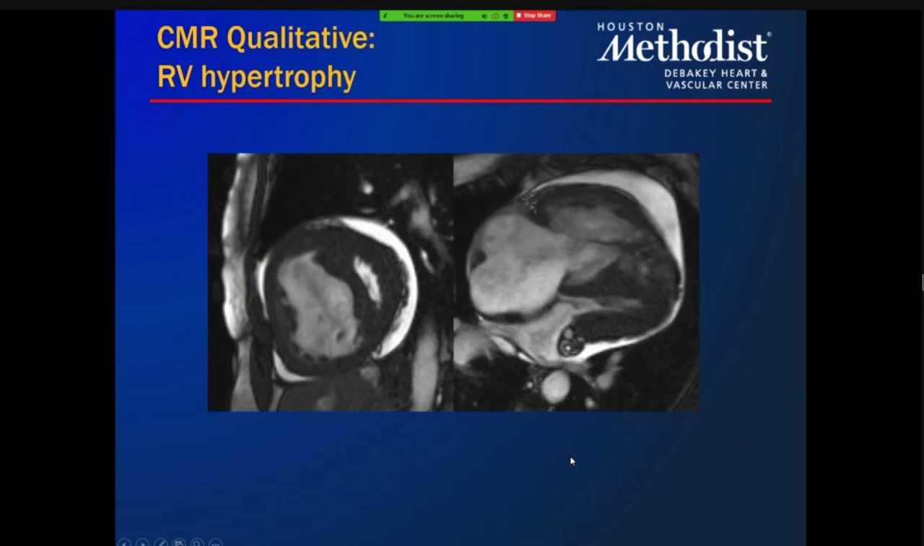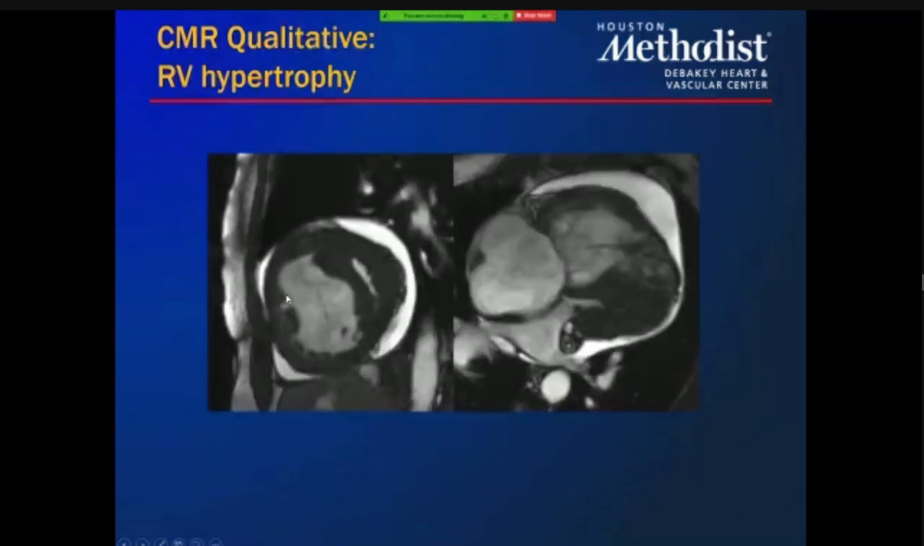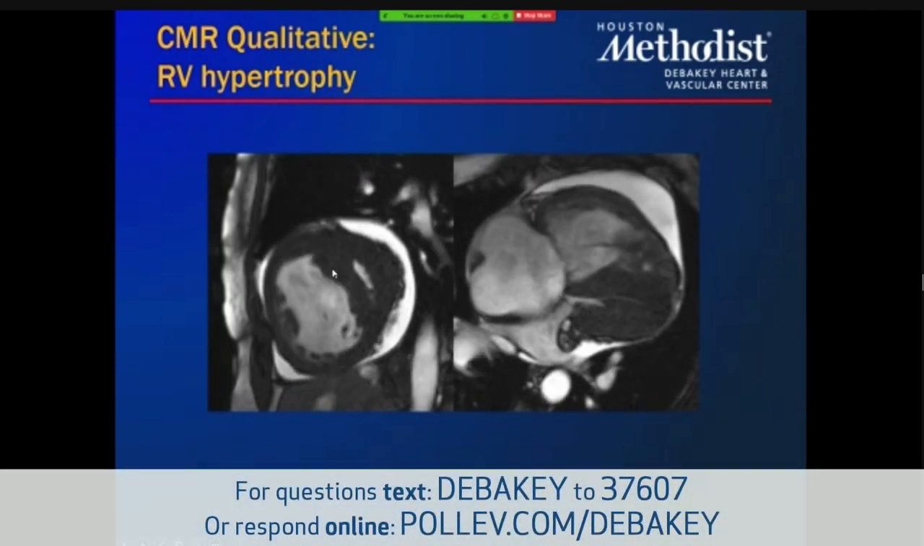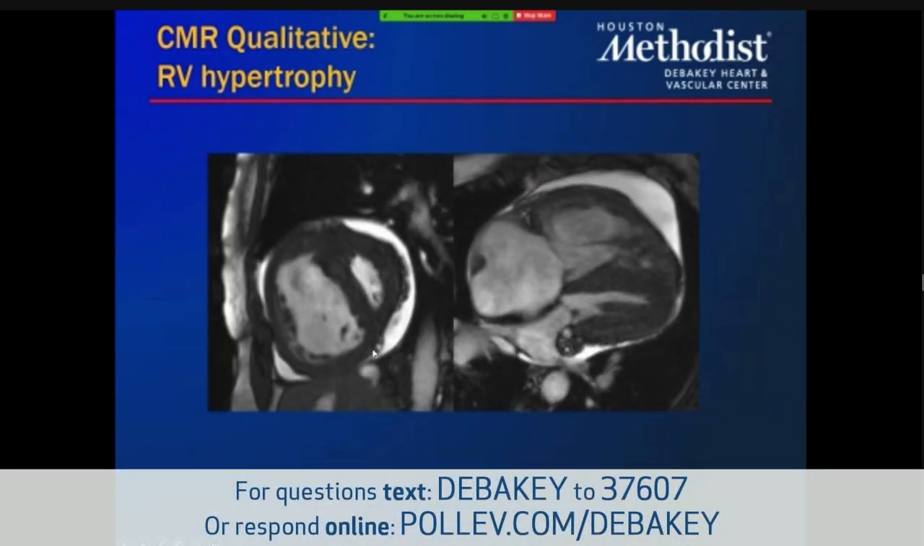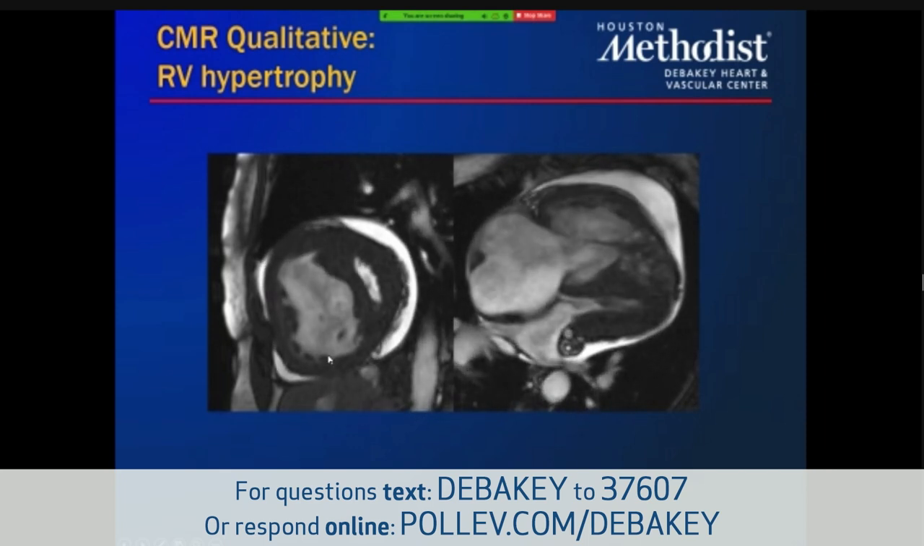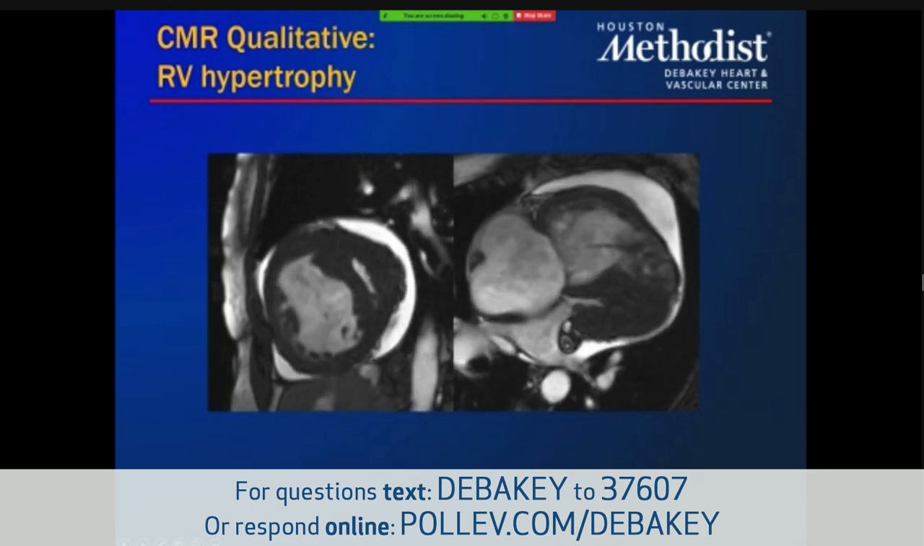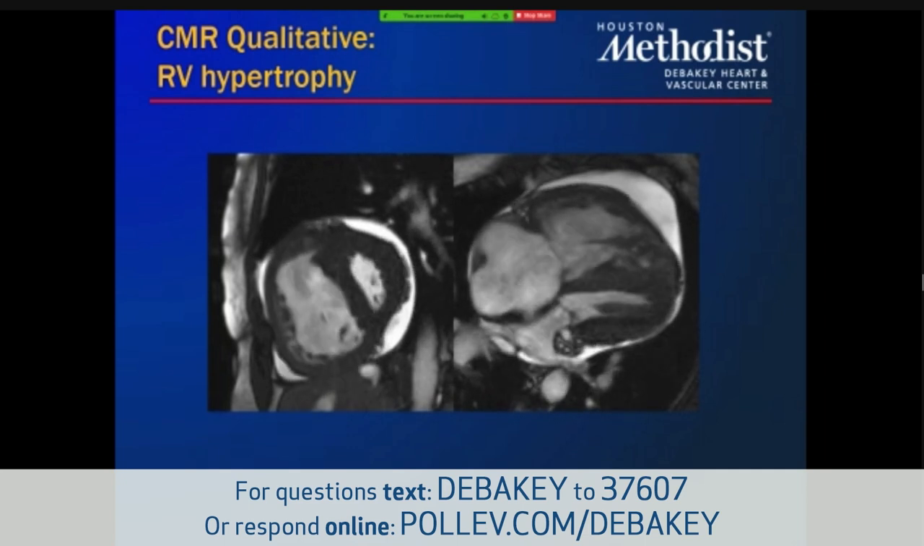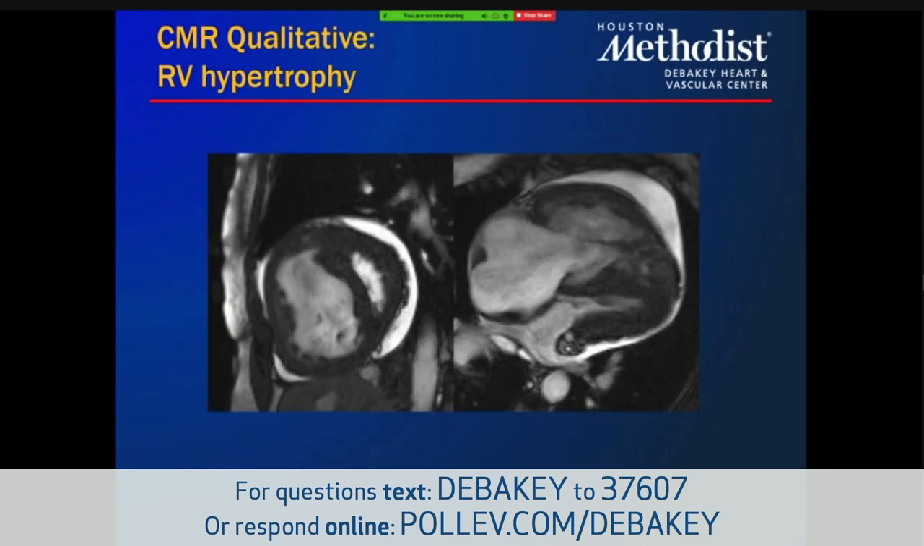Shown here is a case of RV hypertrophy and also a case of both septal systolic and diastolic flattening. And this is all consistent with a patient with pulmonary hypertension who has pressure overload. You can see that there's so much pressure in the right ventricle, it's actually squeezing against the left ventricle in systole, as well as a diastolic volume overload in this case.